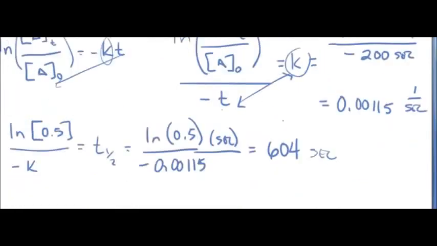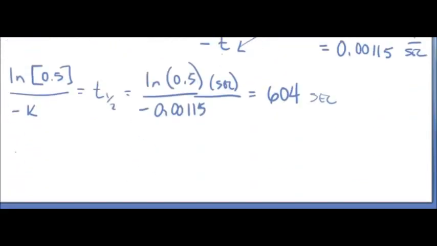So I'm going to do the 55% remaining first. And my K remains the same. Put my time up here. So that'll give me my first scenario. So natural log 0.55 divided by negative 0.00115. So that's around 520 seconds.